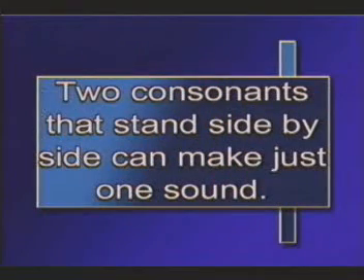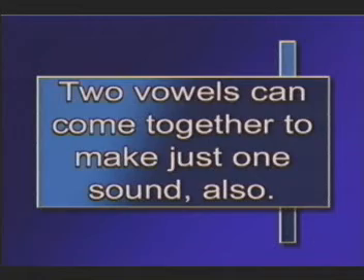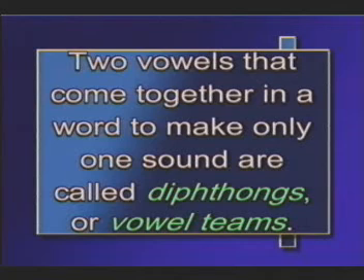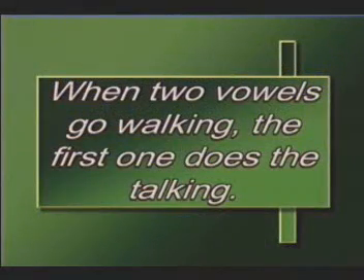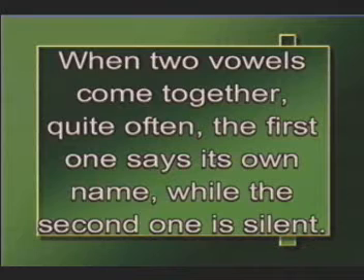Okay? You learned that two consonants that stand side by side can make just one sound. Two vowels can come together to make just one sound also. Two vowels that come together in a word to make only one sound are called diphthongs or vowel teams. You certainly heard the saying, when two vowels go walking, the first one does the talking. What does that mean? When two vowels come together, quite often, the first one says its own name, while the second one is silent. The subject entries in this lesson were not too difficult, were they?